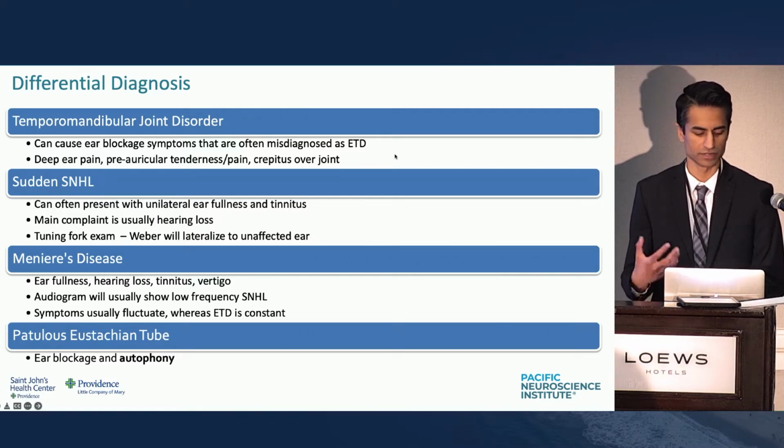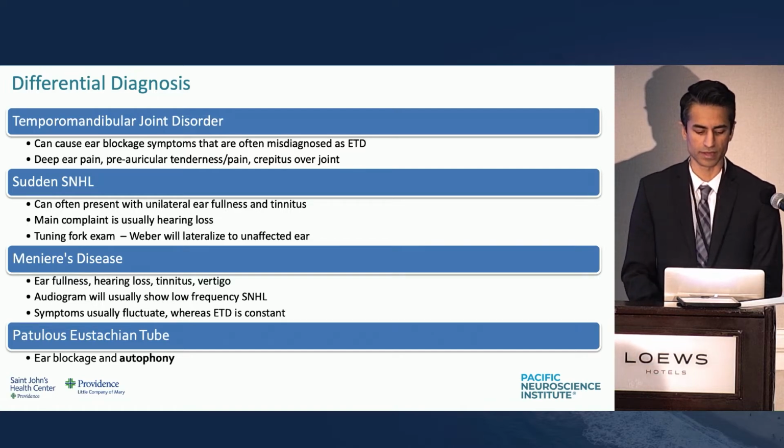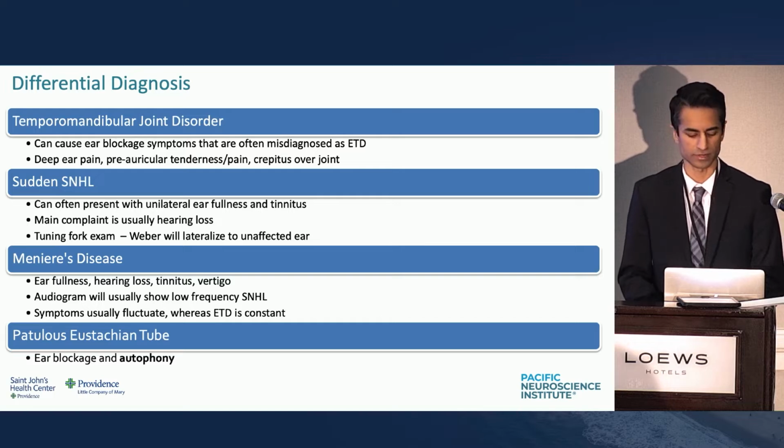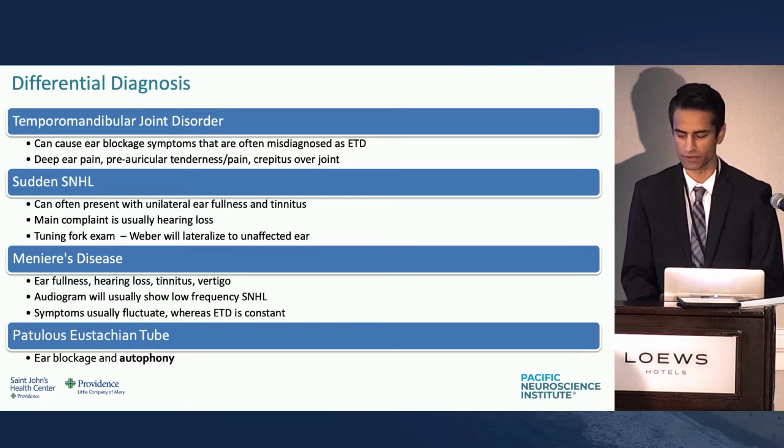They'll get kind of a deep ear pain, a pressure in their ear. Sometimes they'll have some preauricular tenderness and pain. Sometimes you'll even feel some crepitus over the TMJ joint. So I think it's important to ask these patients about a history of grinding or clenching at night because, like I said, it can very much mimic eustachian tube dysfunction.